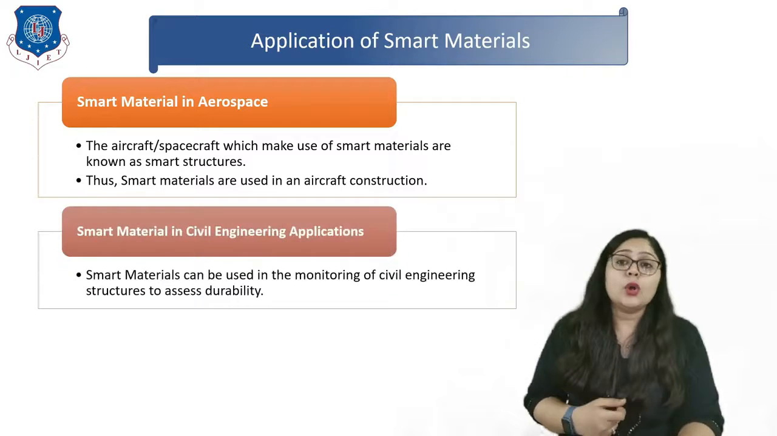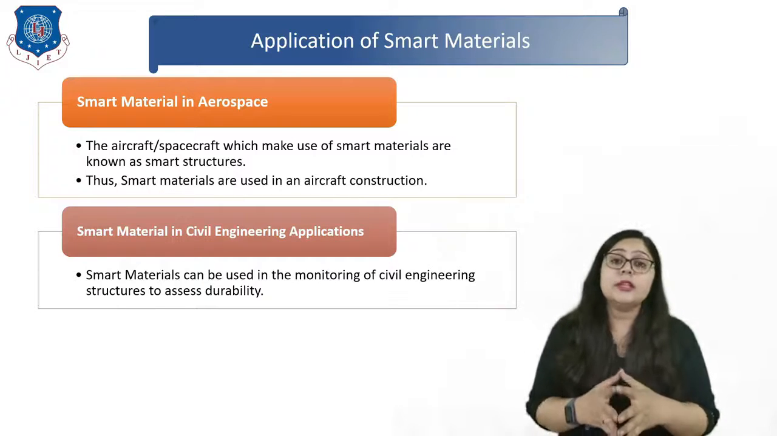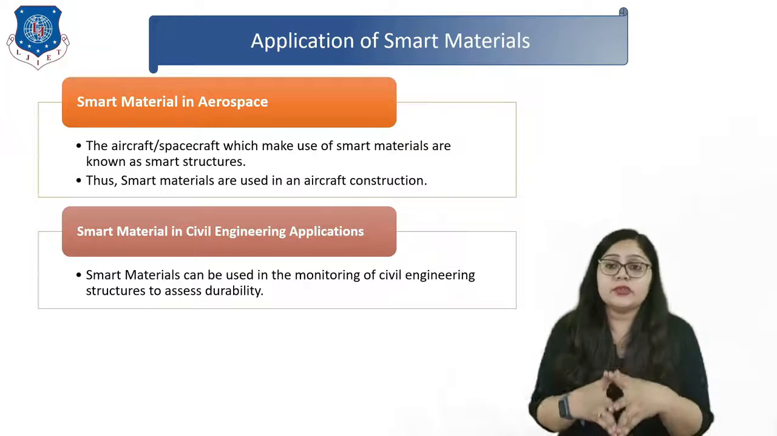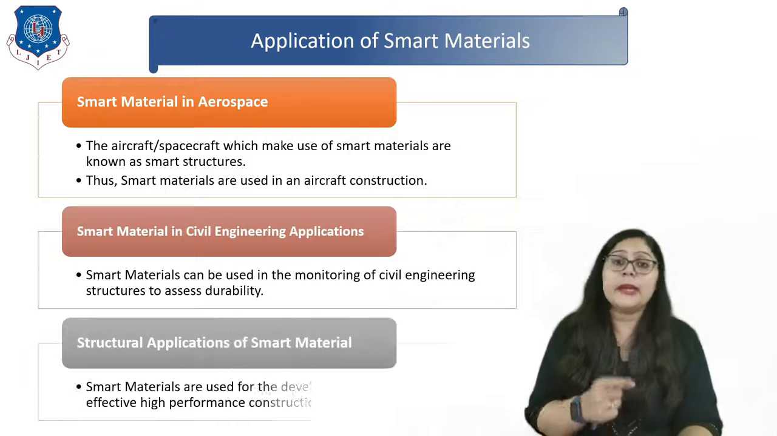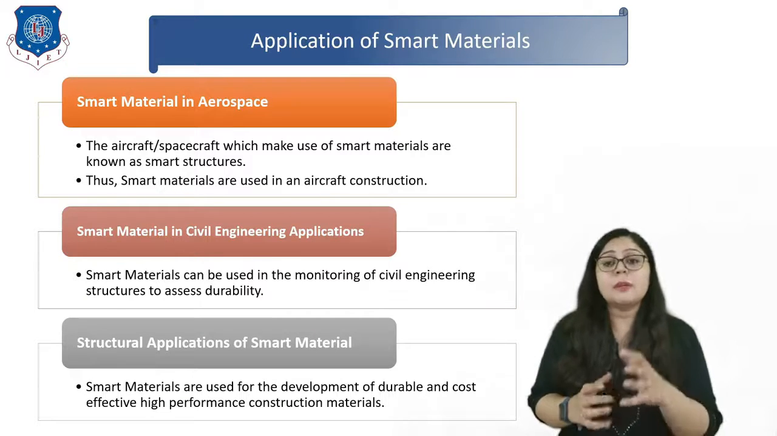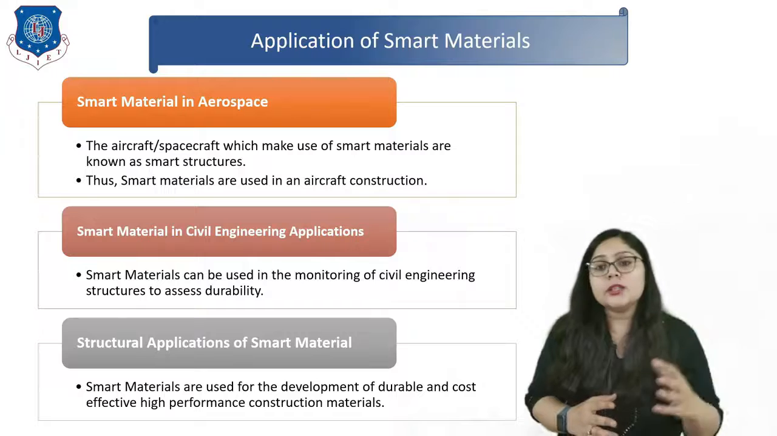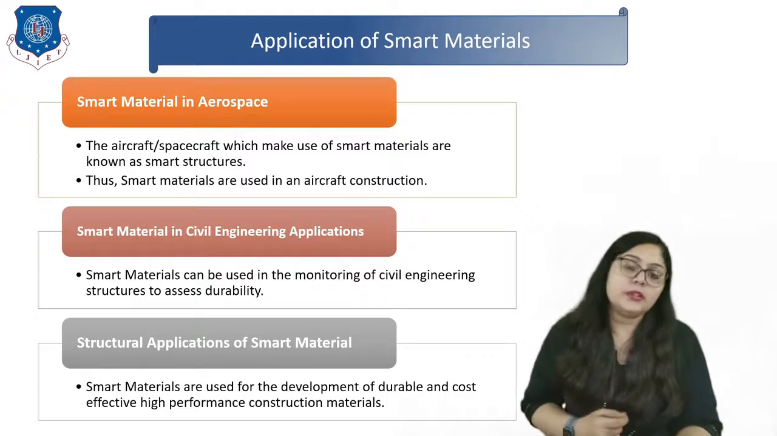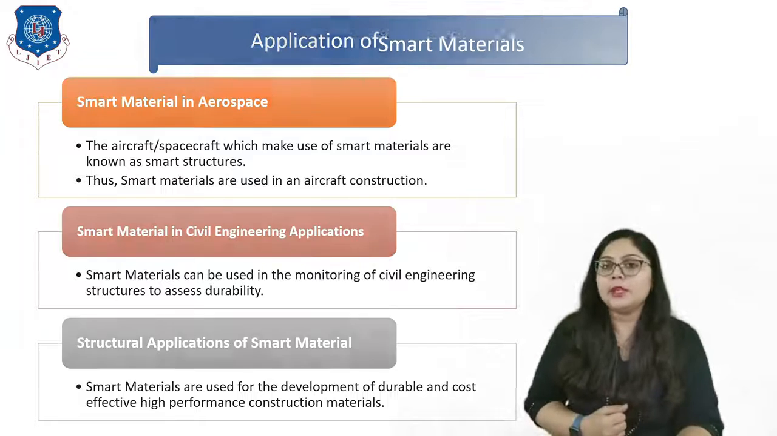If I want to talk about smart materials in civil engineering applications, then smart materials can be used in the monitoring of civil engineering structures to assess durability. Again, which is very important. And lastly, if I want to talk about the structural application of smart materials, then smart materials are used for the development of durable and cost-effective high-performance construction materials. So these are the applications of smart materials, right?